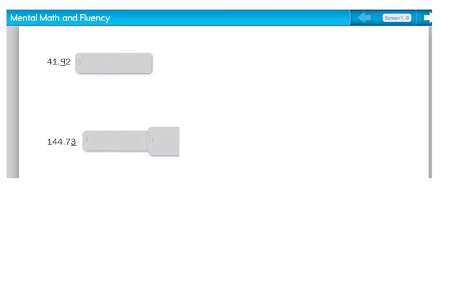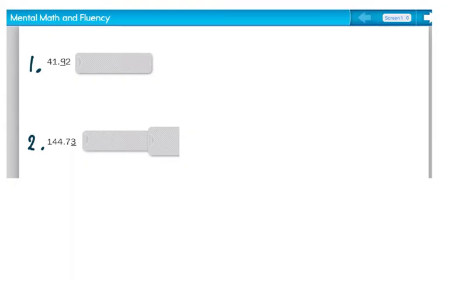On your whiteboard, I want you to write the place value that is underlined. Go ahead and say the first number aloud. How would you read that number? Try it. Say it out loud. It would be read 41 and 92 hundredths. Go ahead and say it.